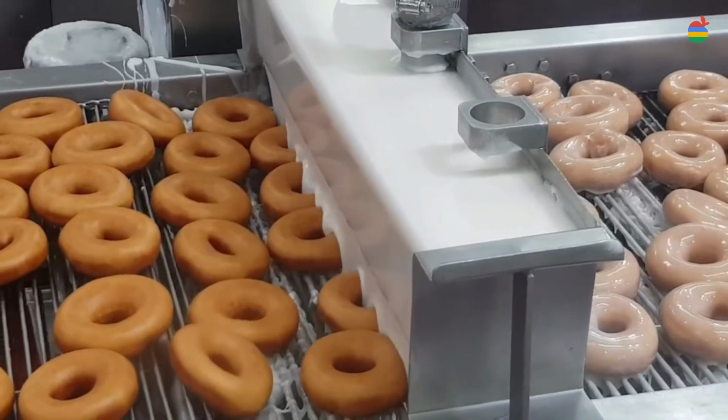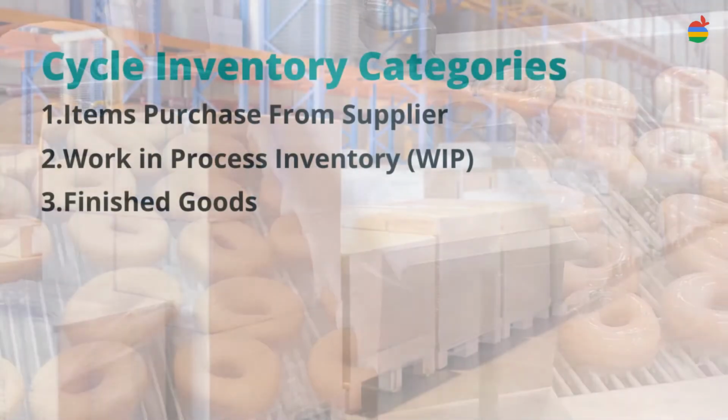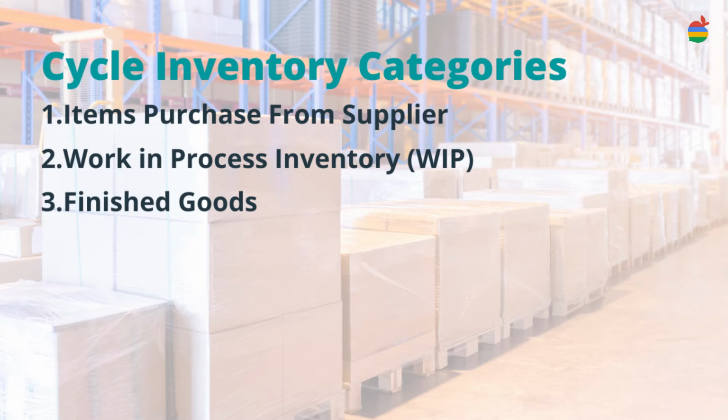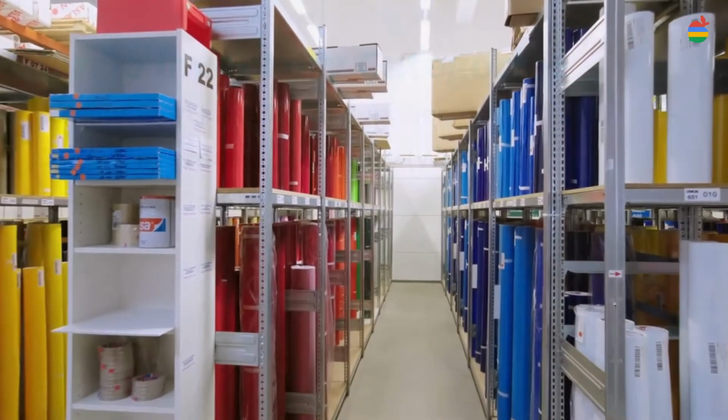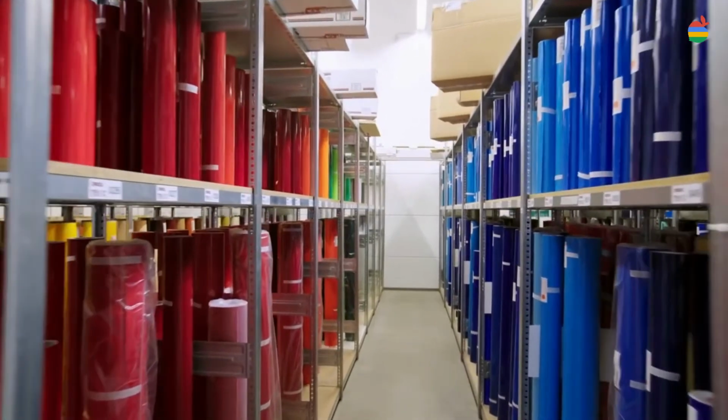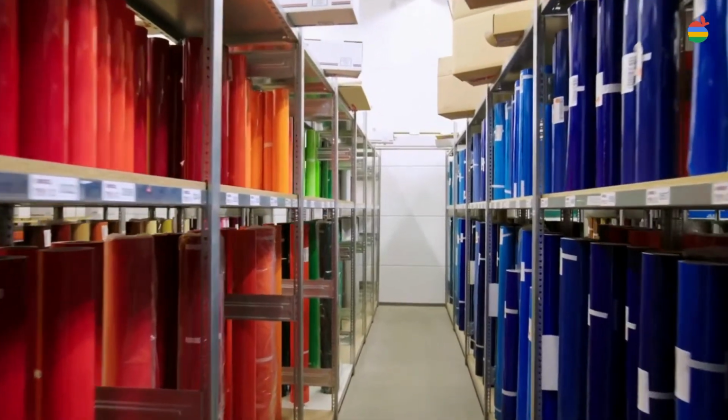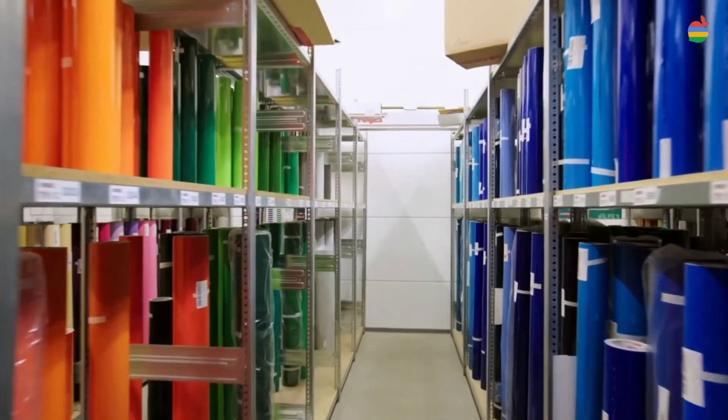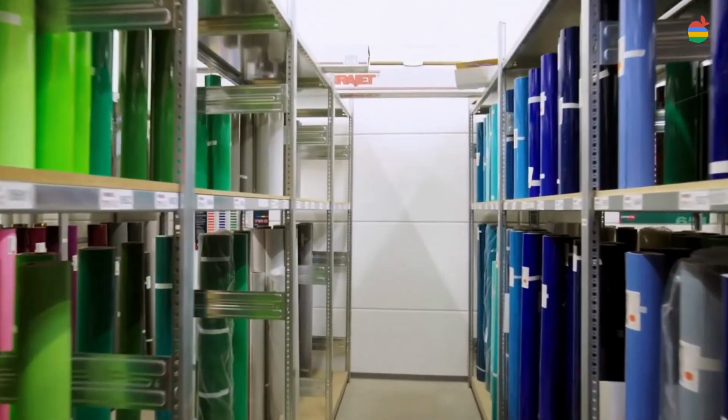The third category of cycle inventory is finished goods. This is the most expensive inventory you can hold because all of your manufacturing costs are now reflected in the value of your completed products. So inventory management at this level is especially critical. This is where demand forecasting plays such a critical role. The better the plan, the lower your finished goods inventory.